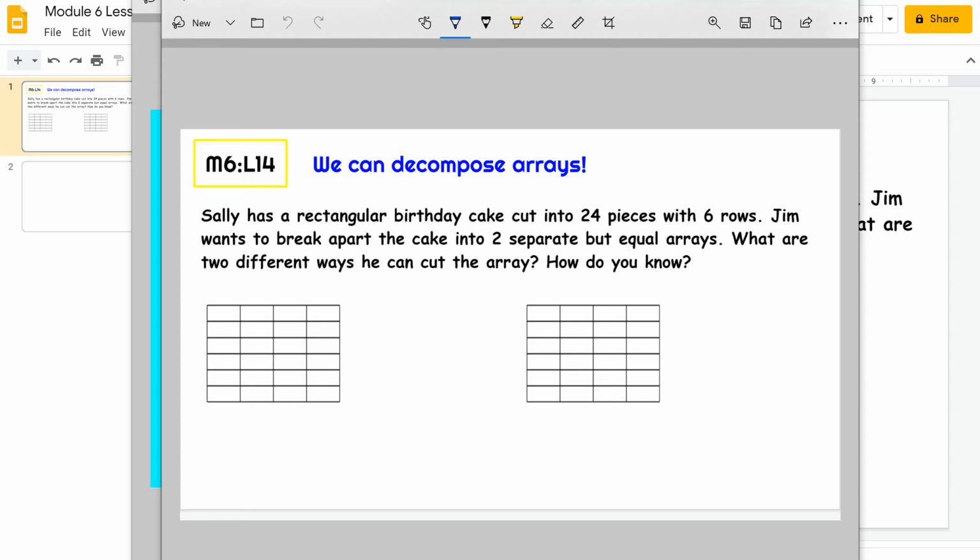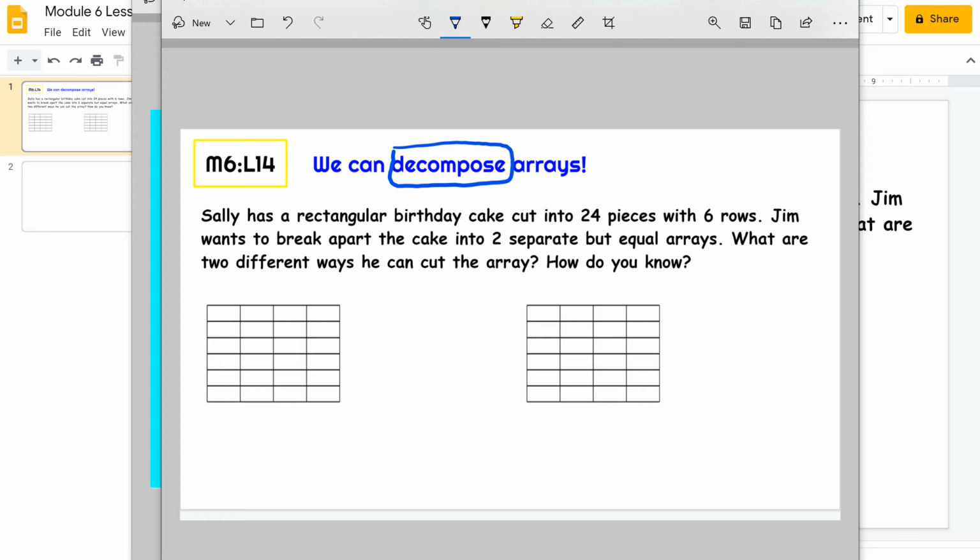Today we're working on lesson 14 in module 6, and our learning goal is we can decompose arrays. So we already know that the word decompose means to break apart. So we are going to be breaking apart the arrays and also thinking about them in terms of parts of a number bond.